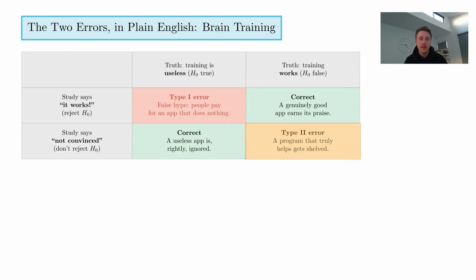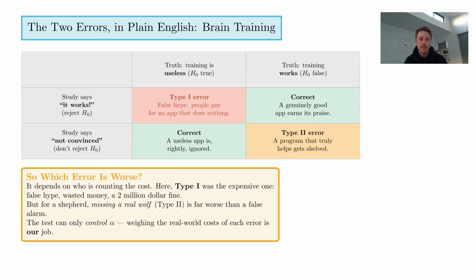And here it is all in plain English, hopefully. Just to really, with the Lumosity training. So down the left, the study says it works. That means we're rejecting the null hypothesis. The truth is that the training is useless, then we've made a type 1 error. Similarly, we can make a type 2 error, which would be the situation where we say, nah, we're not convinced that this does anything, but the app really did work. The training did work. And so in that situation, a program that truly was helpful gets shelved and doesn't get used.